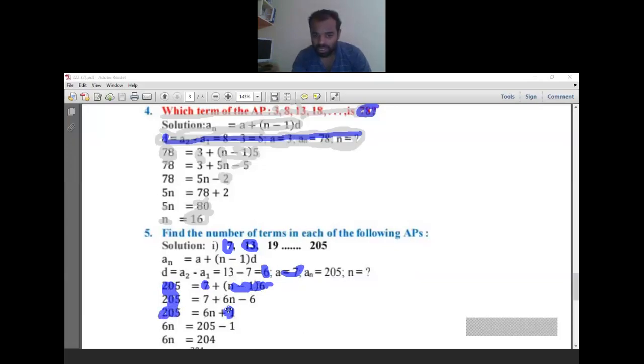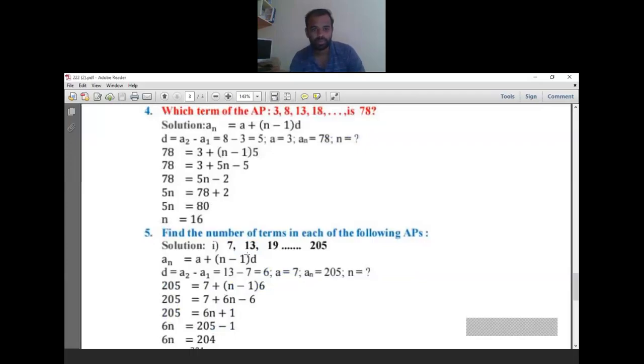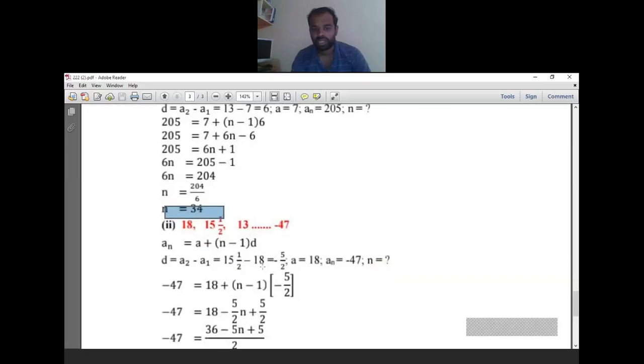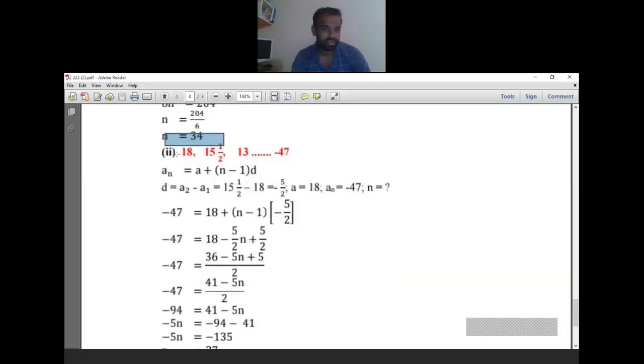Now we send this 1 to the left-hand side. It becomes 205 minus 1, which means 204. So 6n is equal to 204. In the next step, if you send this 6 to this side, it becomes divided by 6. 204 divided by 6 is 34. So how many terms are there here? 34 terms. Now we'll go to the second sub-question.